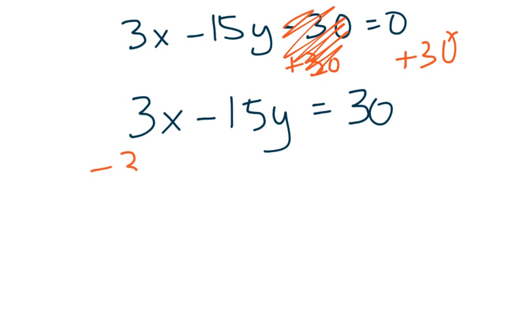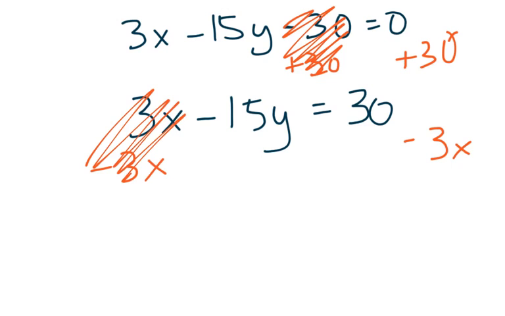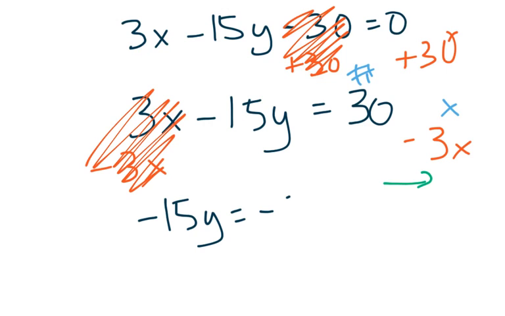Then I'm going to subtract my 3x, subtract my 3x. Notice again that I put it off to the side because I can't take 3x from 30. One of them is a number and the other is a variable, and they're not like terms. Like 30 is a number and negative 3x is an x. They wouldn't go together anyway. So now I have negative 15y equals negative 3x plus 30.